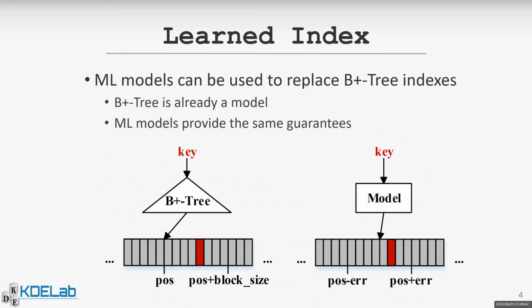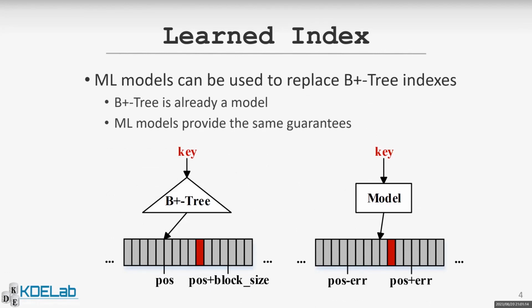The idea of the learned index is to replace traditional index structures with machine learning models. The idea stems from the observation that machine learning models have the same capabilities as B+ trees. For example, in the left figure, the B+ tree does not predict the precise location of the key, but rather an ambiguous location. The machine learning model can also provide a similar function.